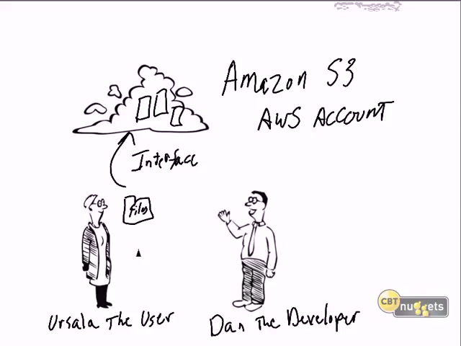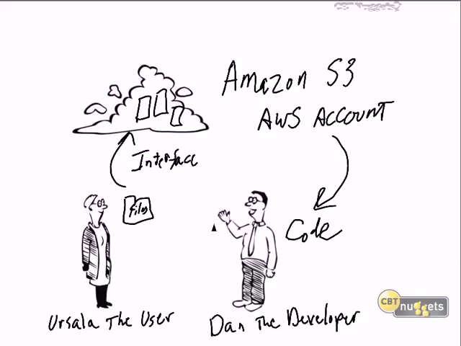So that'll be great for Ursula the user. But what about Dan the developer? This is the cool part. Your Amazon Web Services account allows Dan to access, but he doesn't have to use a pre-built interface. Instead, Amazon is going to give him the code to basically write his own interface or own applications.